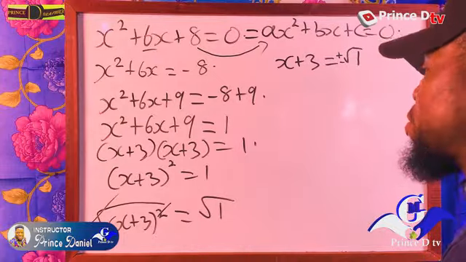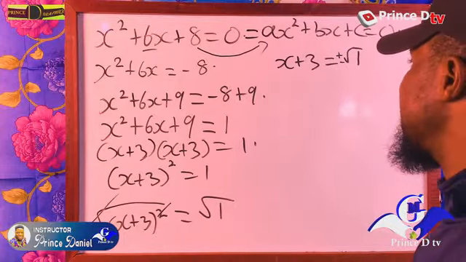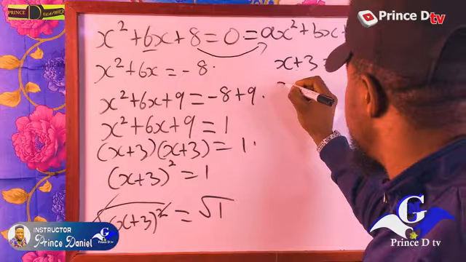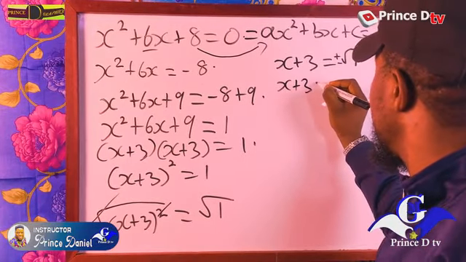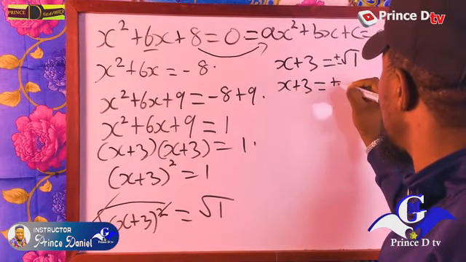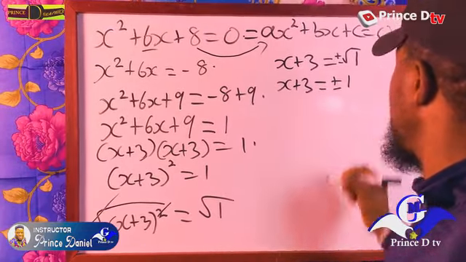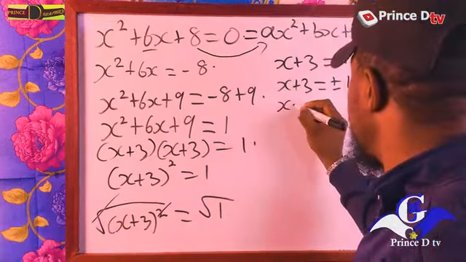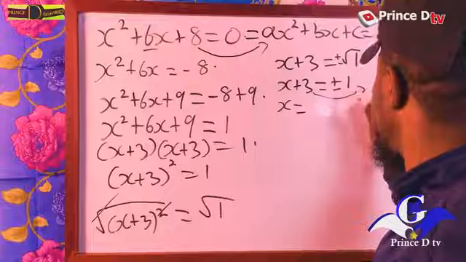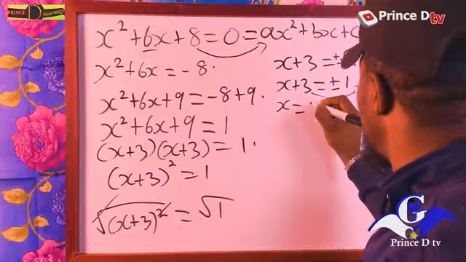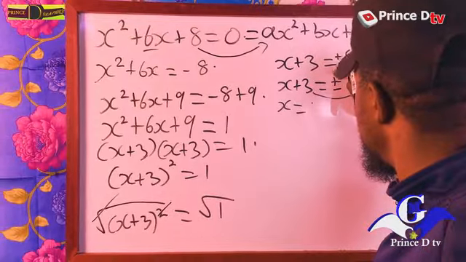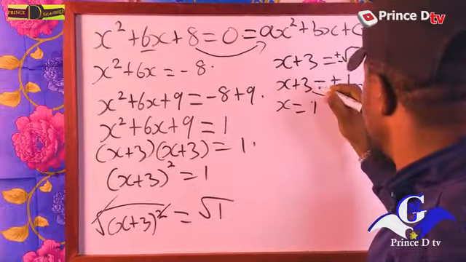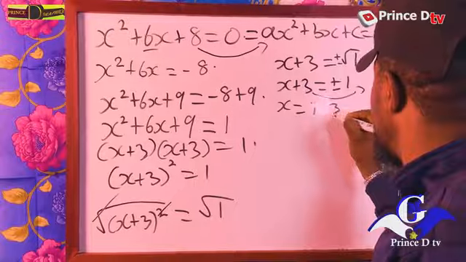And what's the square root of 1? Again, it is simply 1. So we have x plus 3 equal to plus or minus 1, because the square root of 1 is 1. Now, x should be equal to, we are sending 3 to the other side, so let's take the positive part first. We have 1, and 3 becomes negative: 1 minus 3.